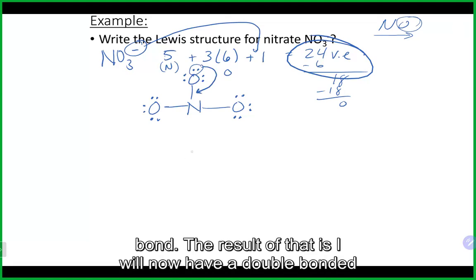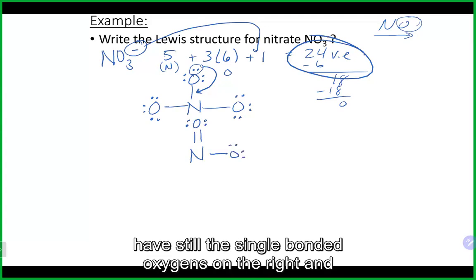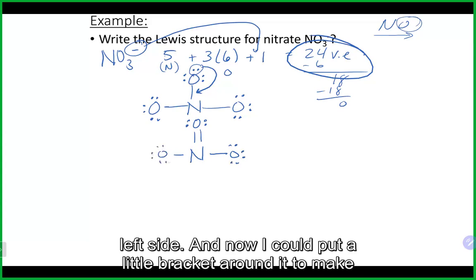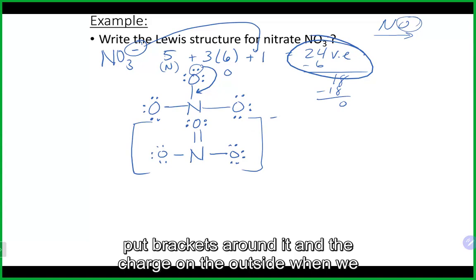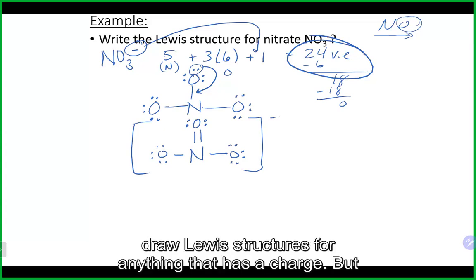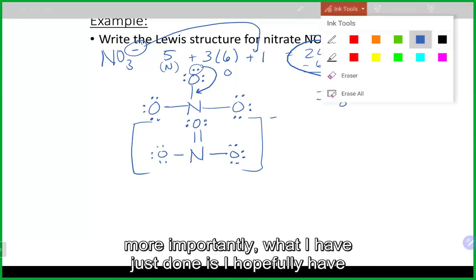The result of that is I will now have a double bonded oxygen on top, because that's where I decided to do it. I will still have the single bonded oxygens on the right and left side. And now I could put a little bracket around it to make it all pretty looking, because it is an ion. So typically we do put brackets around it and the charge on the outside when we draw Lewis structures for anything that has a charge. But more importantly, what I have just done is I hopefully have fixed the problem.